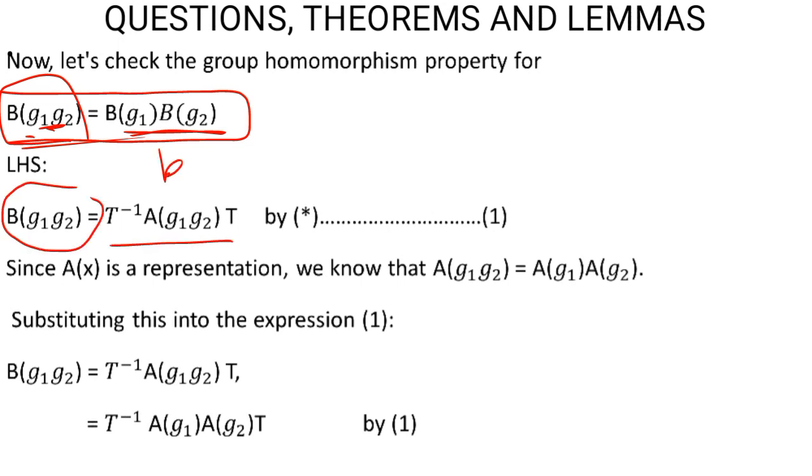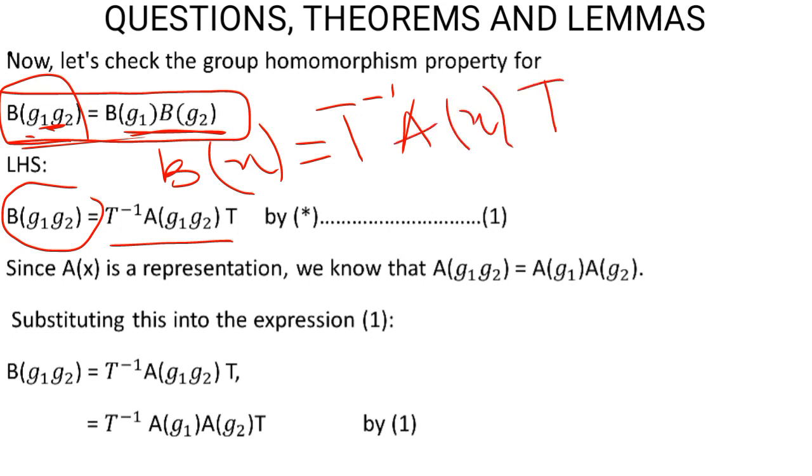Definitely it looks like this, because BX was defined to be equal to T inverse AX T. So wherever we see X, we're putting G1 G2. So G1 G2 replaces X. That's why, wherever there's X, this will be G1 G2. That's why it's right in the middle there. You've seen it? You can take your time and look at it, and then you get it. So we know now that this B can be represented as this in terms of T inverse AT.